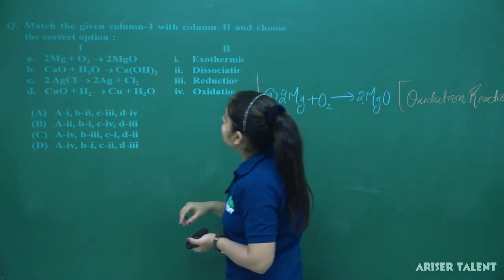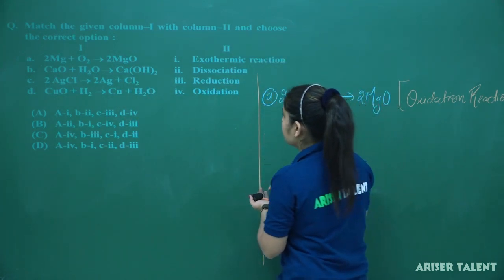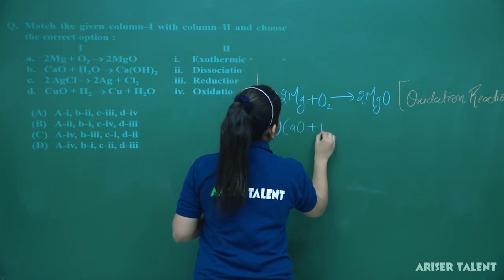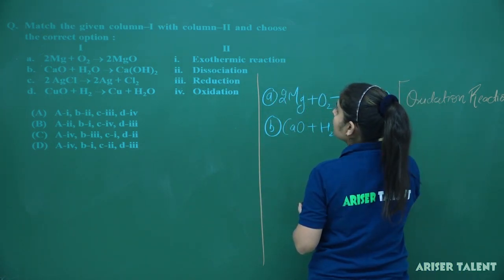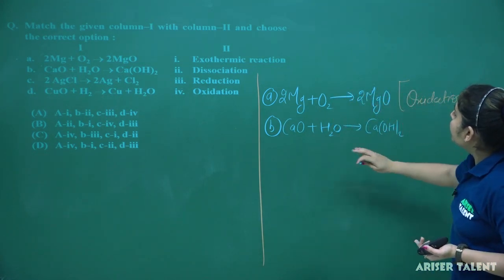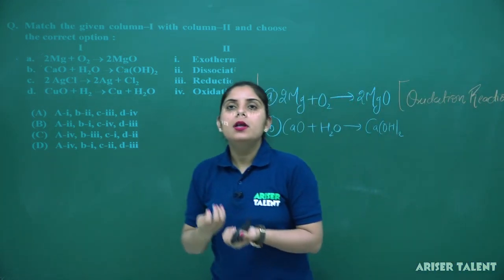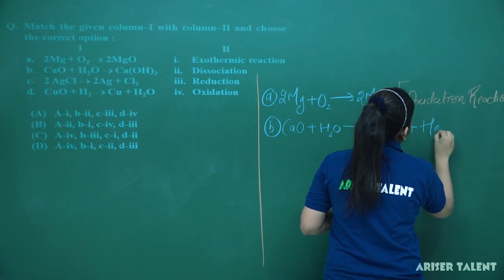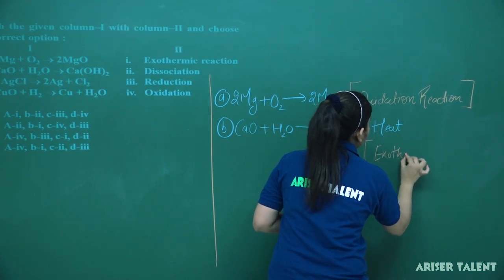Now we are on our second equation, CaO plus H2O gives Ca(OH)2. So CaO plus H2O is going to give Ca(OH)2. In this kind of equation in which calcium hydroxide is formed, lime reacts with water to give lime water. This is a kind of reaction in which heat is evolved. The process in which heat is evolved is termed as an exothermic reaction.